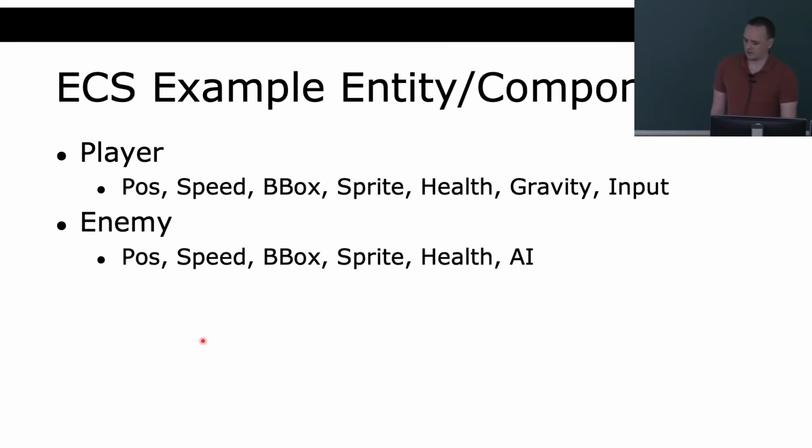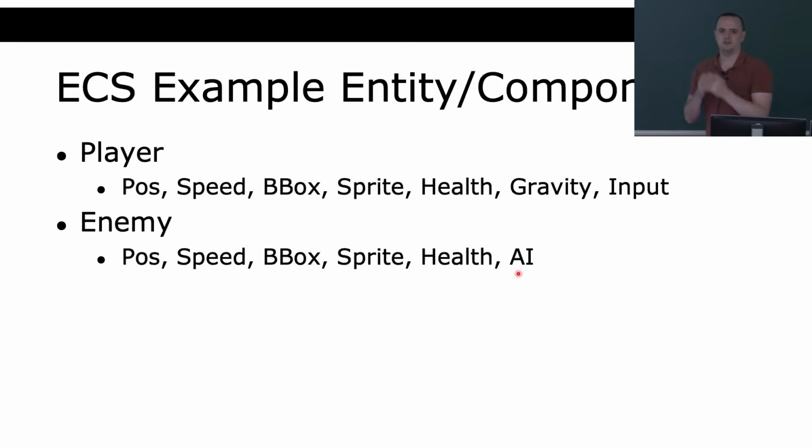An enemy, on the other hand, might have position, speed, bounding box, sprite, health, but maybe it's not affected by gravity. Maybe this is like one of those Lakitus in Mario where they just float through the air, but they would have some sort of AI behavior, right? You could say, how is an AI pure data, right? That doesn't make any sense. AI has logic to it. But what we're going to do is store in the AI component just data.